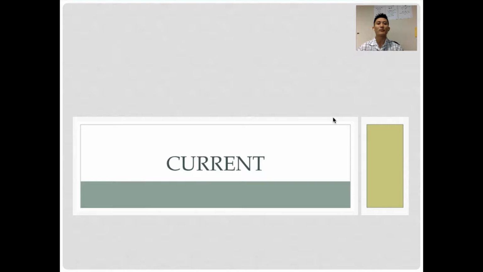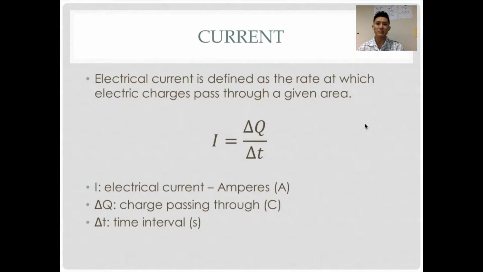We're going to take a look at how to quantify current, the direction of current, what we call drift velocity, and then lastly two things that might affect your current. So let's jump into it.